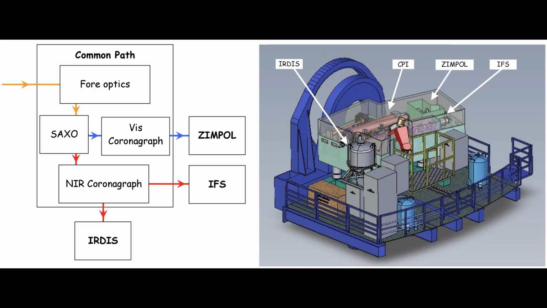SPHERE consists of three main scientific subsystems: IRDIS, optimized for near-infrared dual-band imaging and polarimetry; IFS, an integral field spectrograph for low-resolution spectroscopy in the near-infrared; and SIMPOL, providing high angular resolution polarimetric imaging in the visible. With these subsystems, SPHERE covers wavelengths from 0.5 to 2.3 microns, delivering contrast ratios down to 10⁻⁶ close to bright stars. The dichroic splitters allow simultaneous observations with IRDIS and IFS.